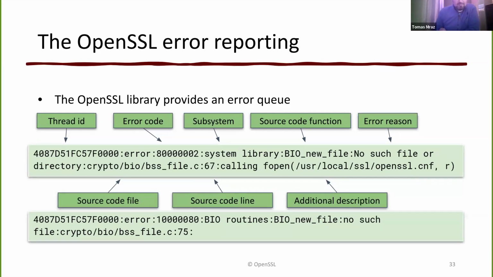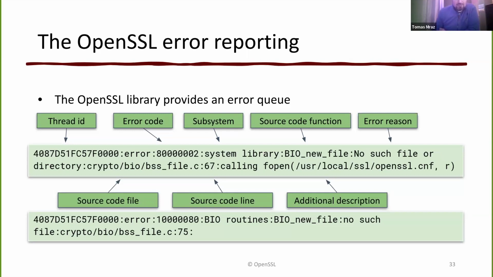So the next part is the subsystem, which can be the system library for errors that come from libc, basically. Or it can be, for example, the BIO routines in case of the subsystem of libcrypto or libssl.